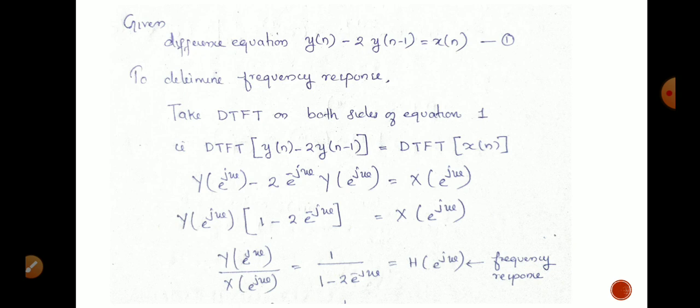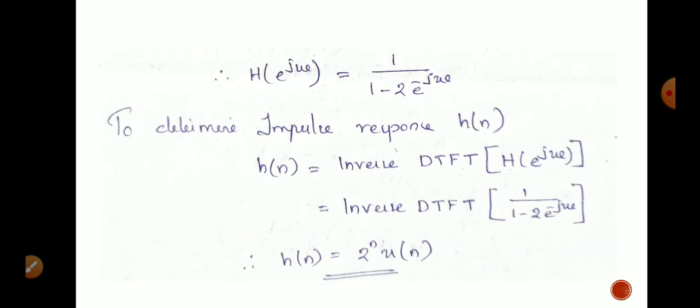Taking Y of e raised to j omega outside of the bracket, we can write Y of e raised to j omega into 1 minus 2 e raised to minus j omega equal to X of e raised to j omega. Y of e raised to j omega divided by X of e raised to j omega can be written as 1 by 1 minus 2 e raised to minus j omega, which is the frequency response or H of e raised to j omega of the LTI system. Here we have H of e raised to j omega equal to 1 by 1 minus 2 e raised to minus j omega.